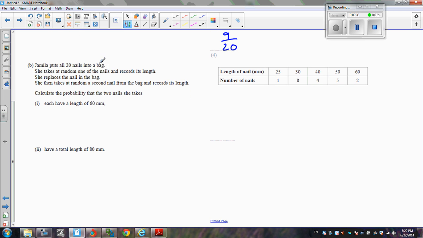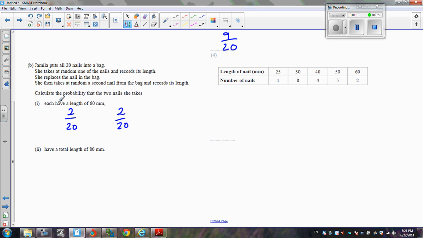Okay, she puts 20 nails into a bag, takes one, records its length, but then she puts it back in the bag. She then takes another nail and looks at how long that one is. So what's the probability that both are 60 millimeters? Well, the probability that one nail is 60 millimeters long is 2 out of 20. So the second nail, she took another nail, she's replaced the first, so the probability of getting another nail which is 60 millimeters long is still 2 out of 20.